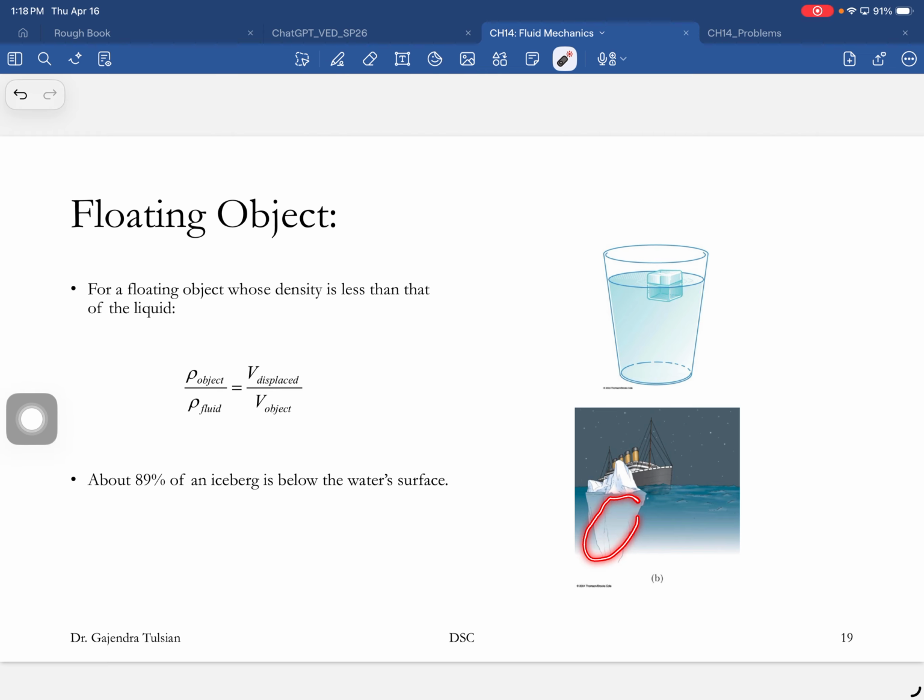Every ship captain knows that. The Titanic captain knew that as well.